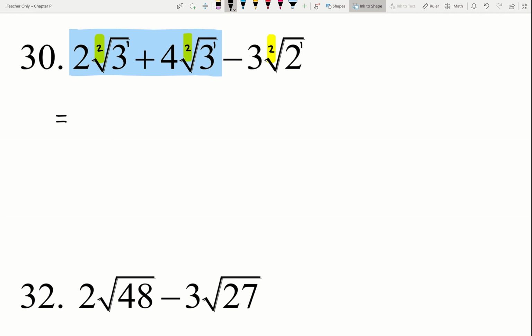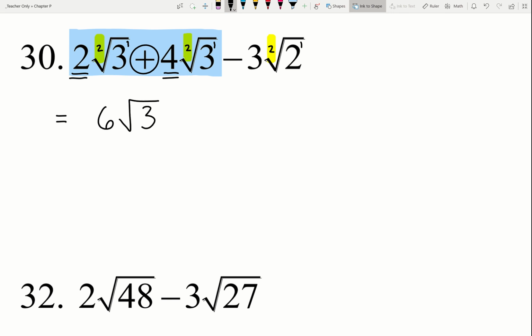So I want us to be also very clear about what we're saying here as well. Whenever we go ahead and add them together, what does that really mean? Well, that means I'm adding 2 of these square roots of 3 plus 4 of these square roots of 3, okay? So 2 plus 4, that of course is going to mean I have 6 of them. 6 square roots of 3.